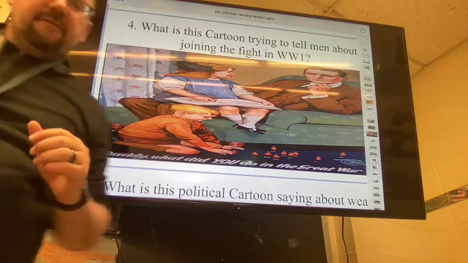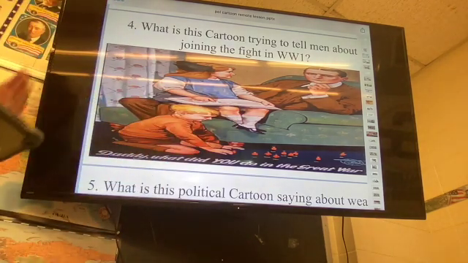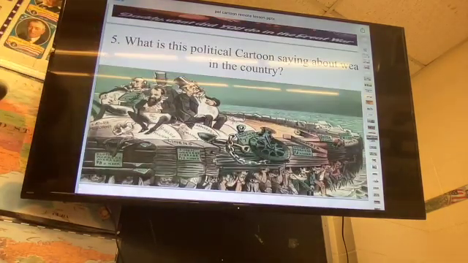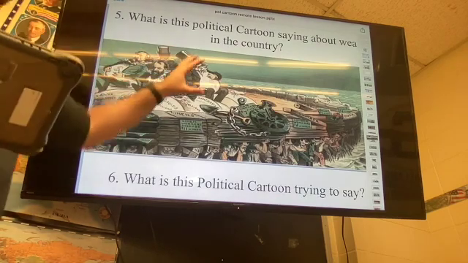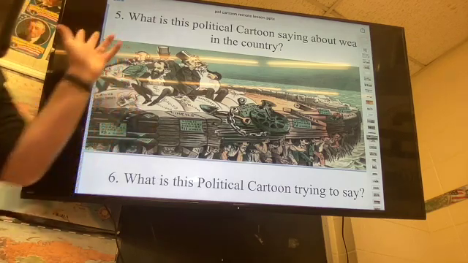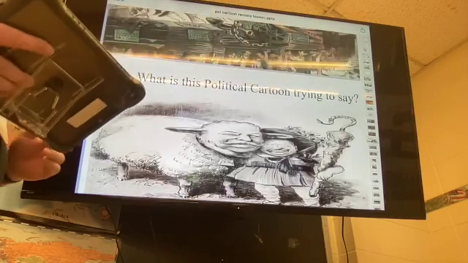You've seen this picture before. It's that guy sitting on the chair. His daughter's asking him, what did you do during the Great War? And he looks a little scared, like he doesn't want to say anything. Number 5, this has to do with the progressive era. You have these very rich people up top, and something is going on below. It's like they're being held up by something. I want you to tell me what's going on in this political cartoon.